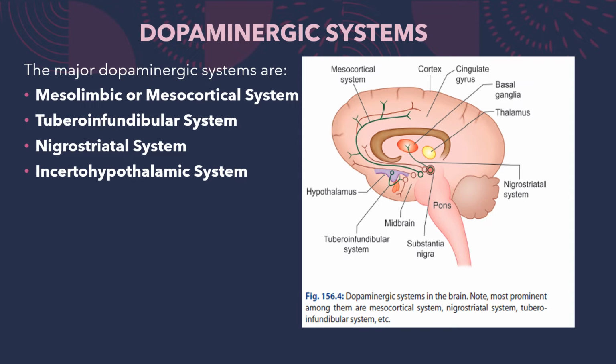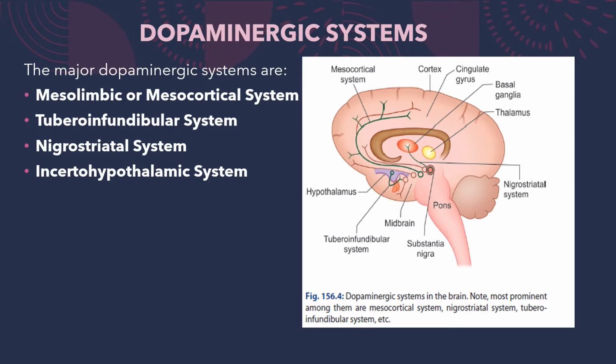The mesolimbic or mesocortical system is concerned with the motivation and drives of the person. The tuberoinfundibular system is concerned with the secretion of hypothalamic releasing factors into a portal system, and especially it inhibits prolactin secretion.